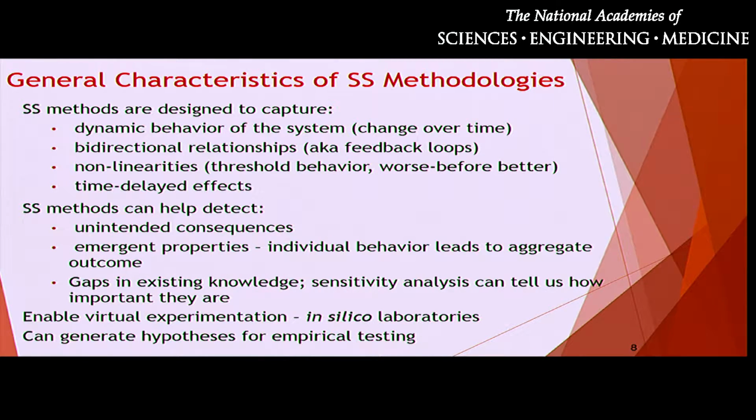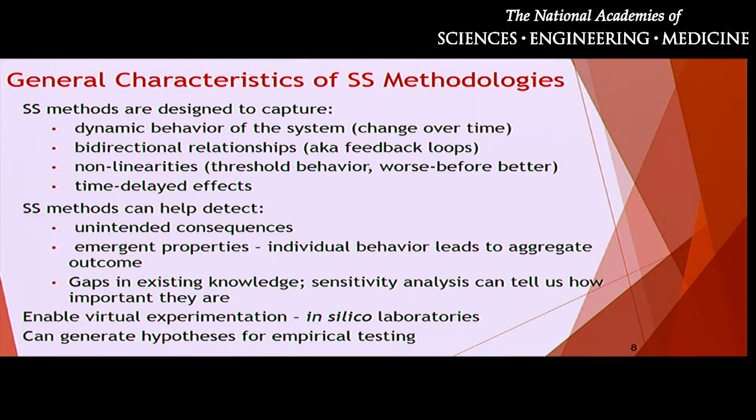One of the very important things I think that system science can do for this committee is to help identify gaps in the existing knowledge and use sensitivity analysis to tell how important they are. We can do the virtual experimentation, which is what Patricia Britton was doing in these in silico laboratories, right? You can use synthetic data, you can use assumptions. They're not wrong, they're just laid out for you a priori what those assumptions are. It's not that you're violating statistical assumptions, it's that you're stating what they are and showing what would happen under those conditions.